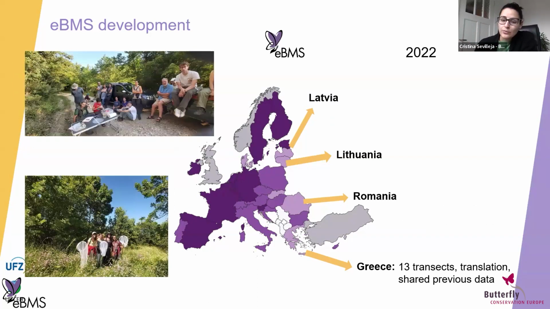And then if I move to Greece, at the moment there are 13 transects, so it's really great. And we are working a lot on sharing previous data to be able to include it in eBMS. And these coordinators also work a lot on translation and producing materials and doing workshops.